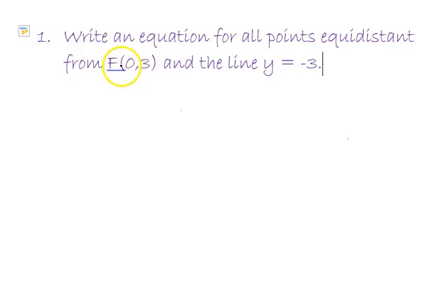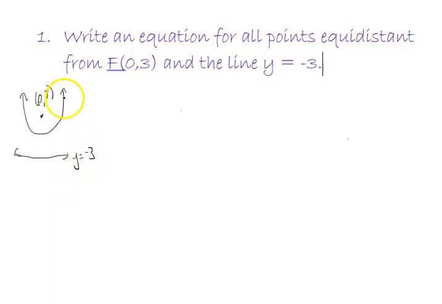Okay, our first example is going to be one of the more complicated examples to think about, so please pay attention. This asks us to write an equation for all the points equidistant from this focus and the line y equals -3, which ends up being our directrix. And so I want to start out by visualizing what is going on. So I've got a parabola whose focus is at (0, 3), and the directrix is at y equals -3.